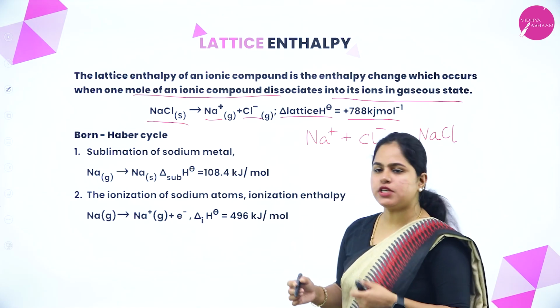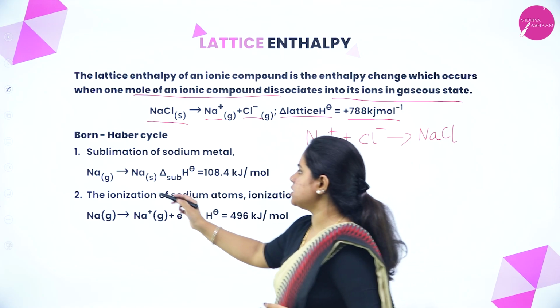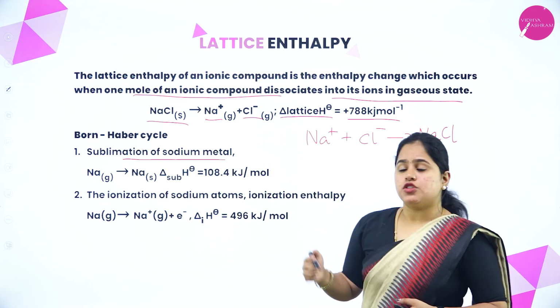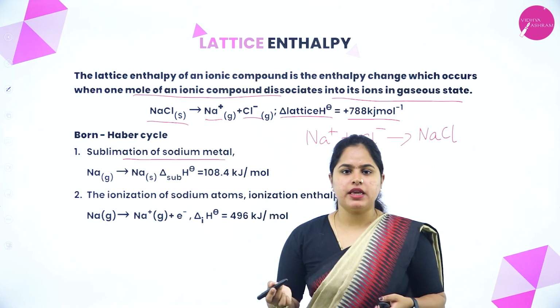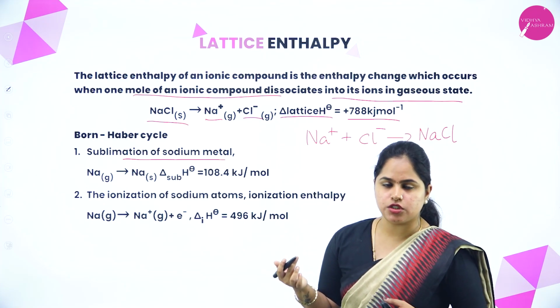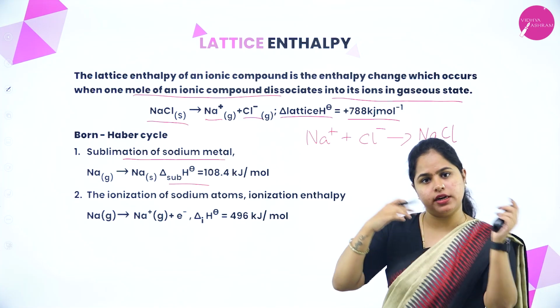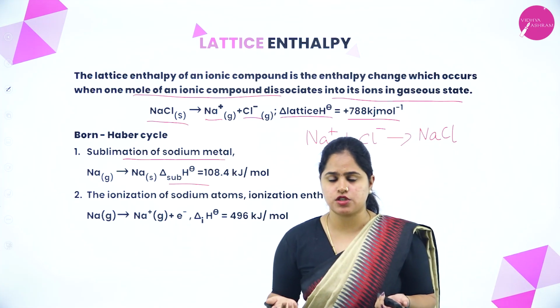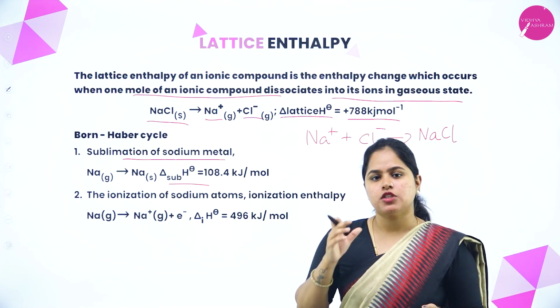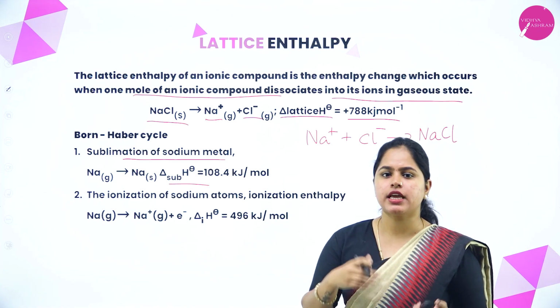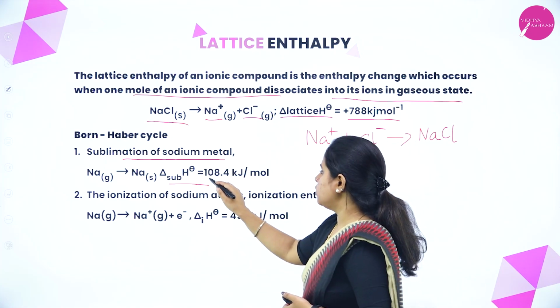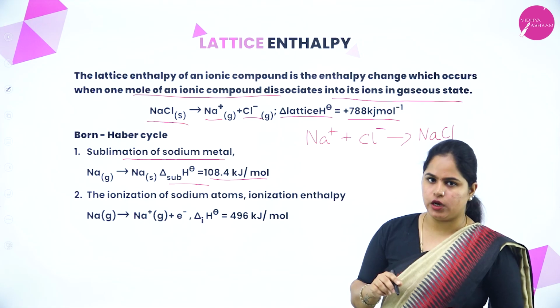The steps involved in the Born-Haber cycle: the first one is sublimation of sodium metal. Sodium metal will be in the solid state, and it gets converted into the gaseous state. That is enthalpy of sublimation, from solid directly to gaseous state. That process is called sublimation. The energy associated with that is called enthalpy of sublimation, and the value is 108.4 kilojoule per mole.